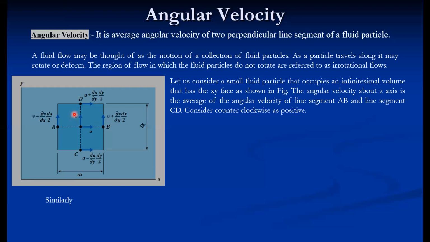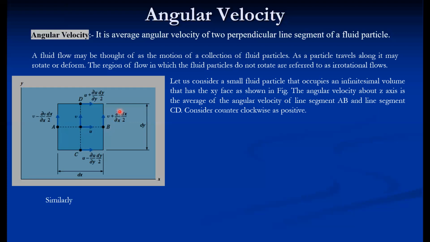In this case, f of x is v. So the velocity at the center is v. The velocity at B, we can consider that is the incremental change, and that incremental change is positive. That is f of x plus f dash of x, which is ∂v/∂x, its differentiation with respect to x, because its variation we are considering along the x direction.